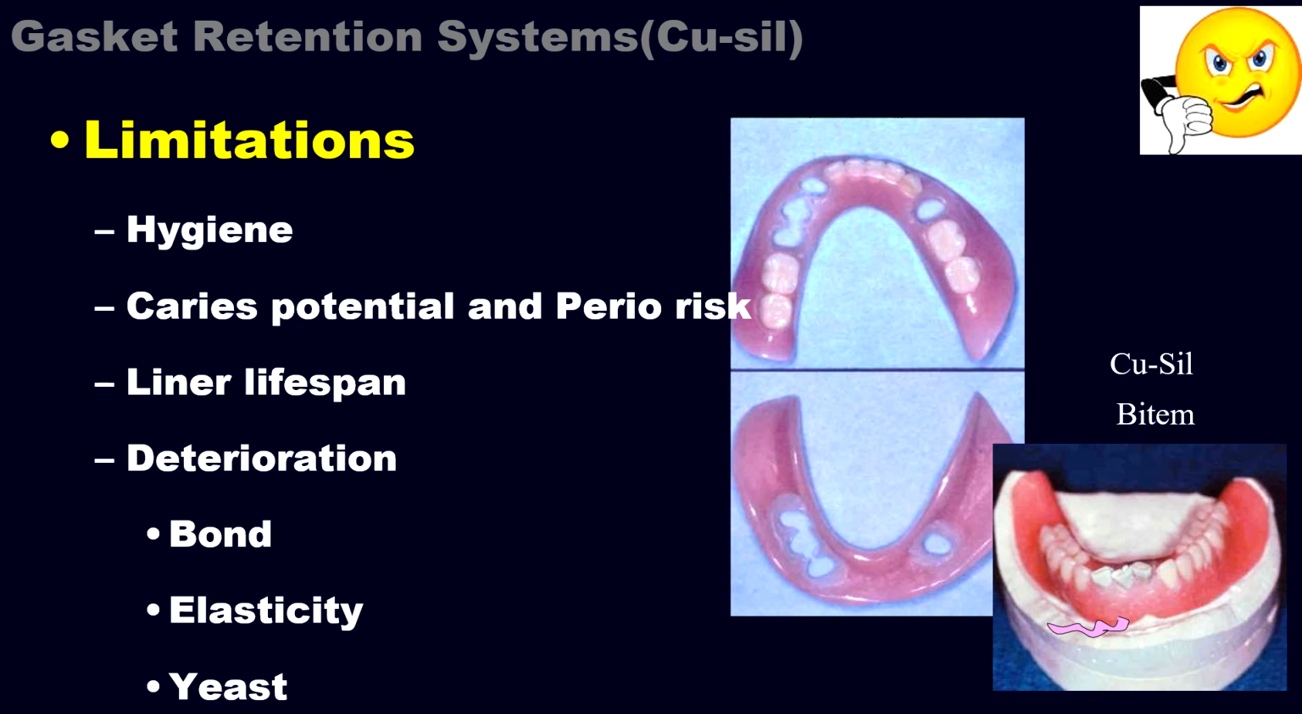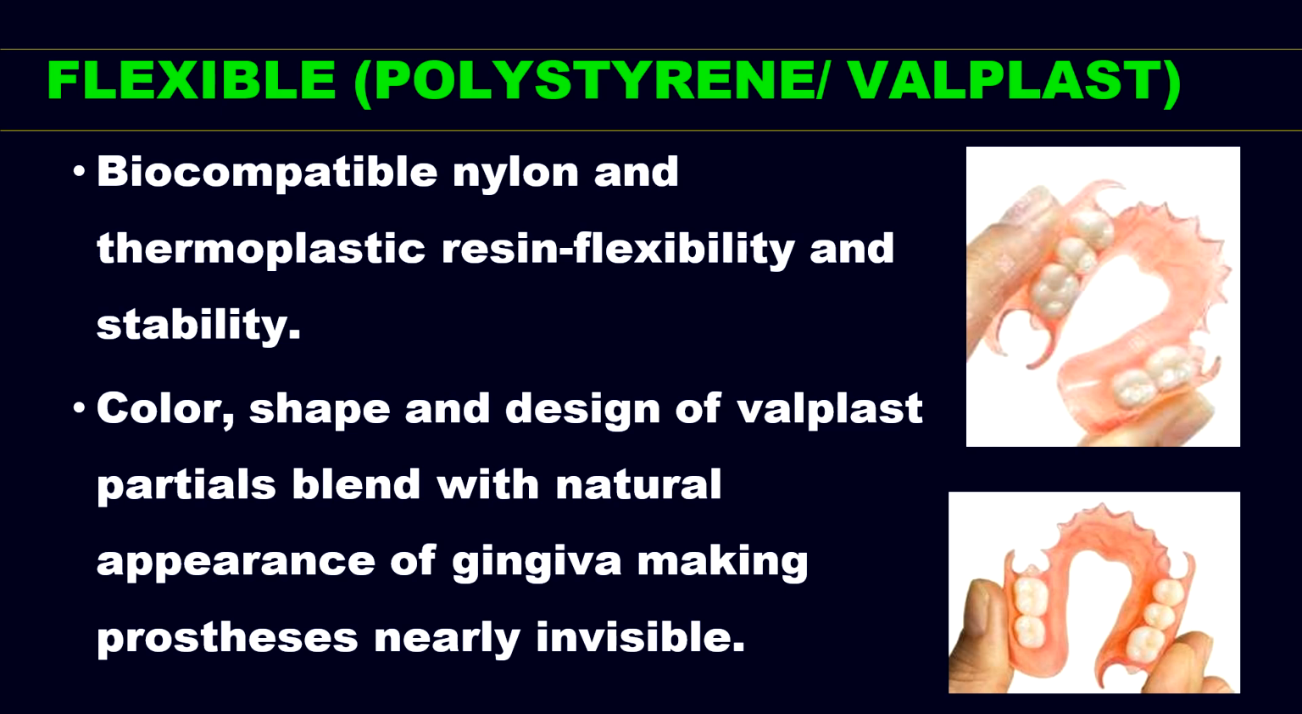What are the limitations? Hygiene maintenance, caries potential, periodontal risks, and a shorter lifespan. Next are flexible dentures with flexible hinges. Biocompatible nylon and thermoplastic resins present flexibility and stability. These have a color, shape, and design that blend with the natural appearance of the gingiva, making the prostheses nearly invisible.